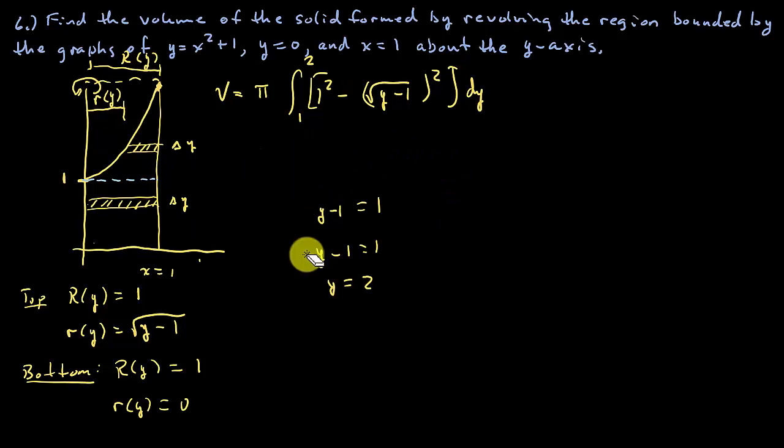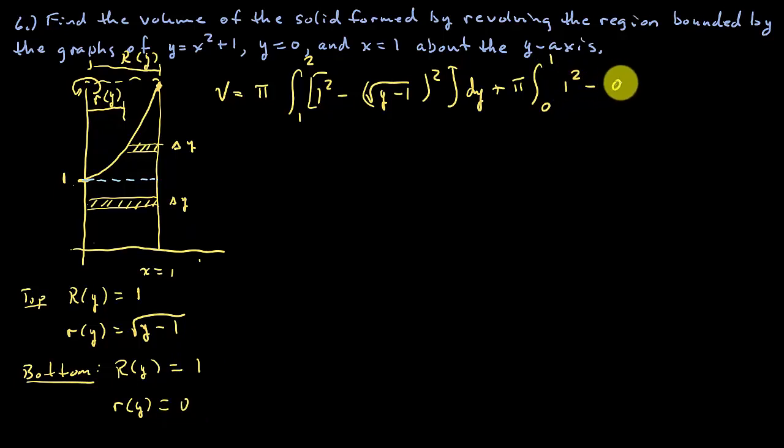All right. Now, for the bottom part, this is going to be plus pi times the integral. This one's easy. It's just this little square here. I'm going from 0 to 1. Now it's the big radius minus the smaller radius, and then times dy.